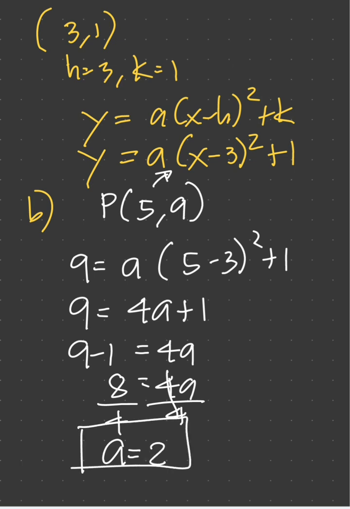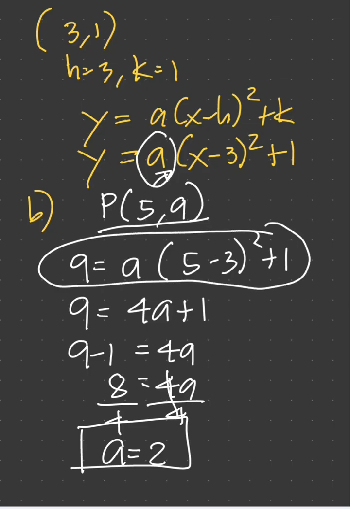Okay, a is equal to 2. So that's how you show it. If you're given the vertex and a point, and then you're asked to solve for the value of a, then this is how you do it. You just substitute the value of x and y from the given point, and then you work from there. Okay, you can go to the next page.